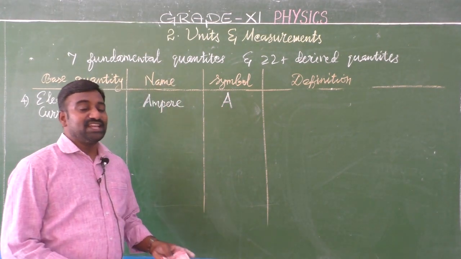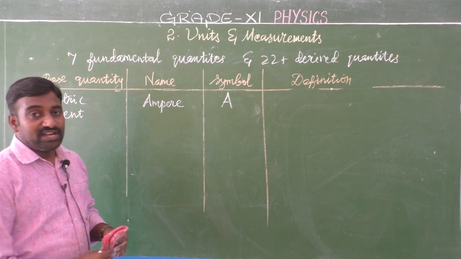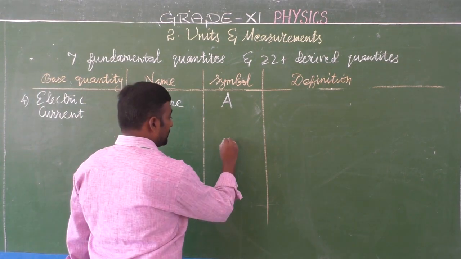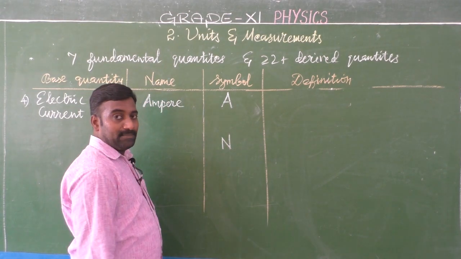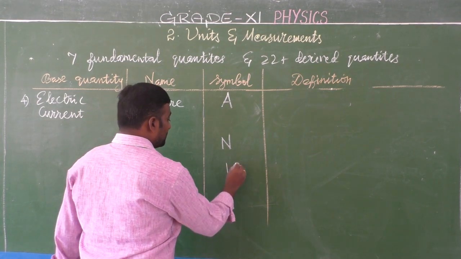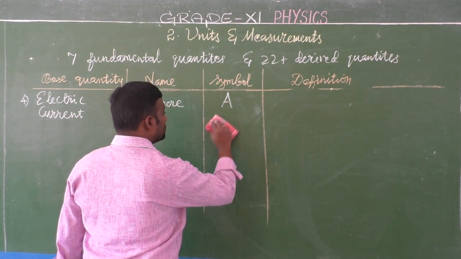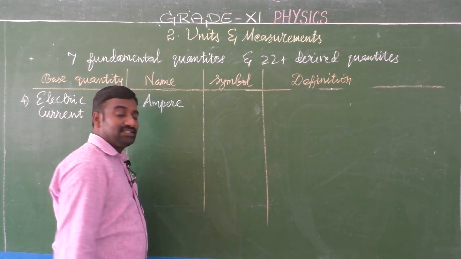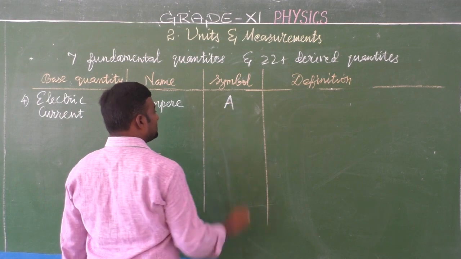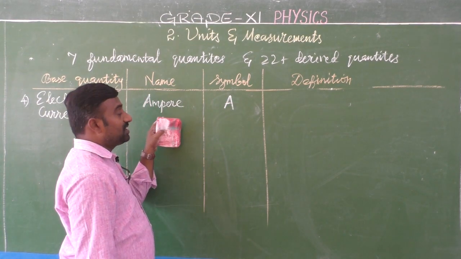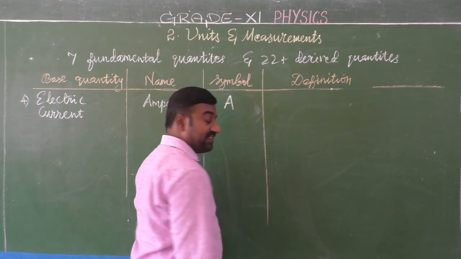Whenever we use a scientist name as a unit, the symbol should be written with a capital letter. We already know force is measured in Newton, so Newton is the unit for force, and it is capital. Similarly, Kelvin is also a scientist name. So wherever we use a scientist name, mostly the symbol is taken as a capital letter. Here the SI unit of current is ampere, and the symbol is also capital A. So how to define this ampere?